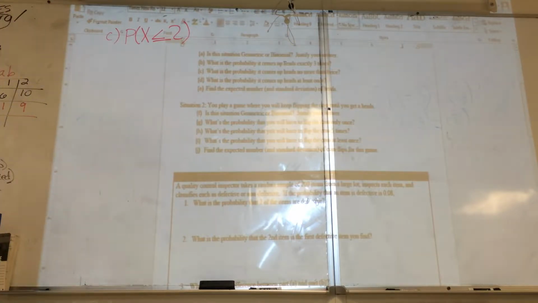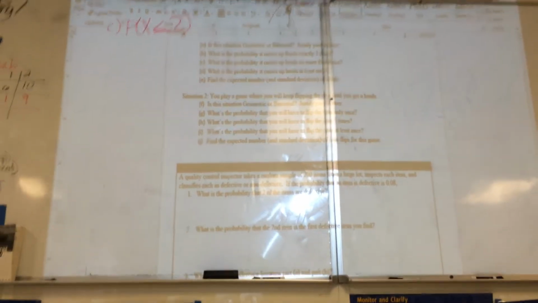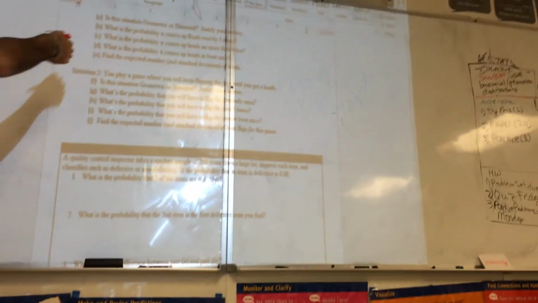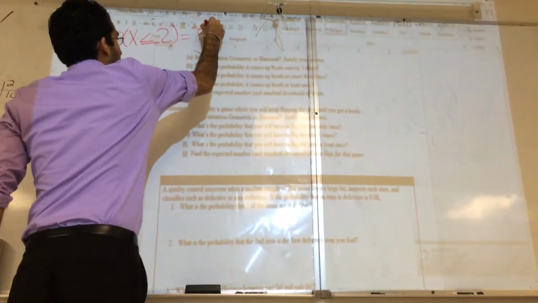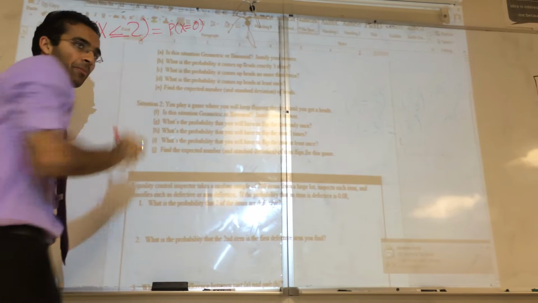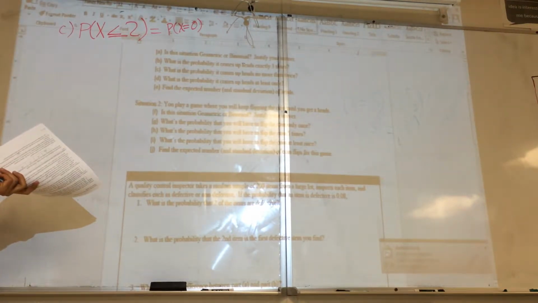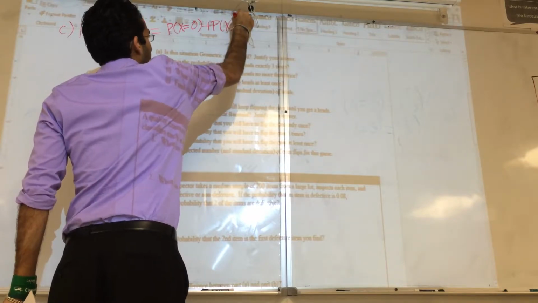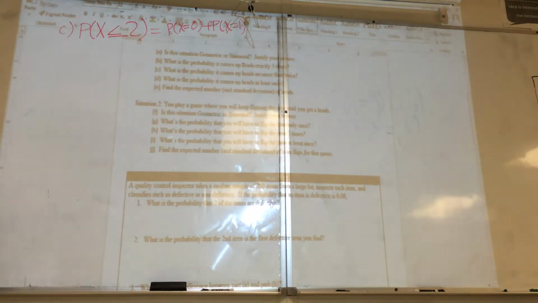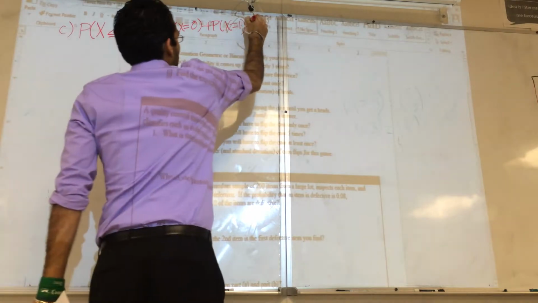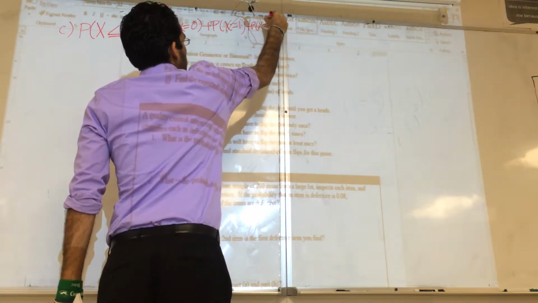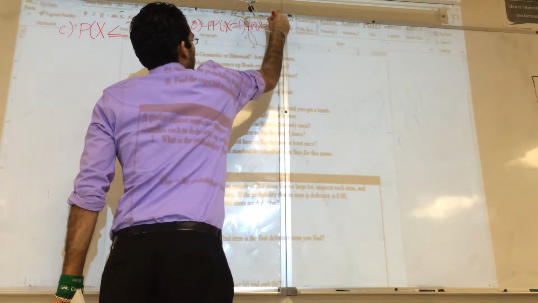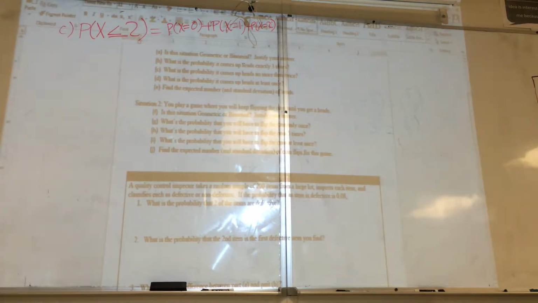If you really think about this, the probability that X is no more than twice is really the same thing as the probability that X equals 0, the probability it comes up 0 times, plus the probability it comes up 1 time, plus the probability it comes up 2 times. Because it's no more than twice, so it could happen twice, once, or 0 times.